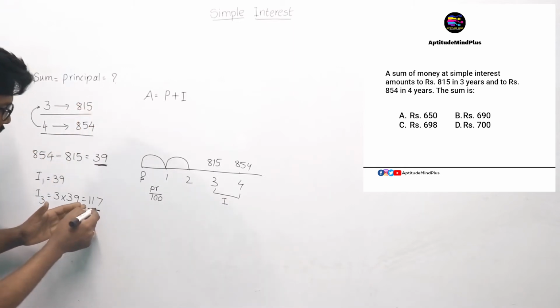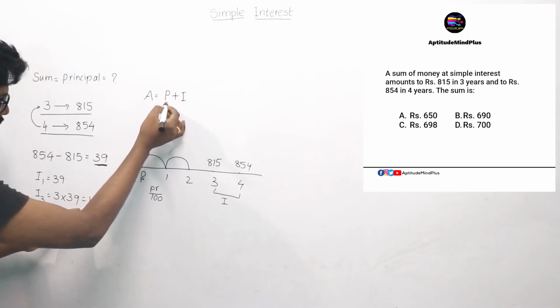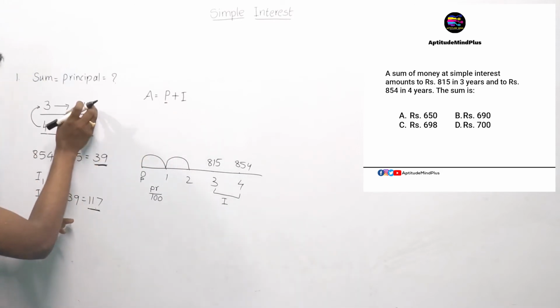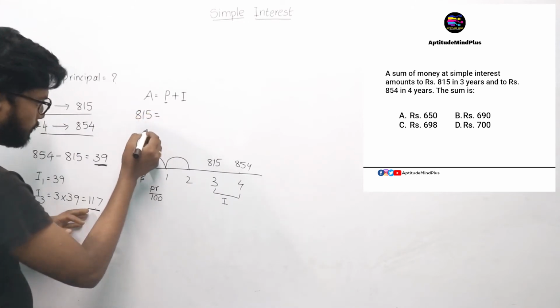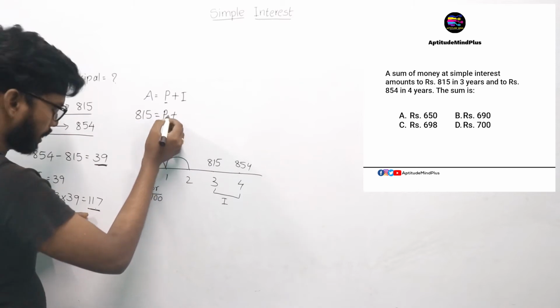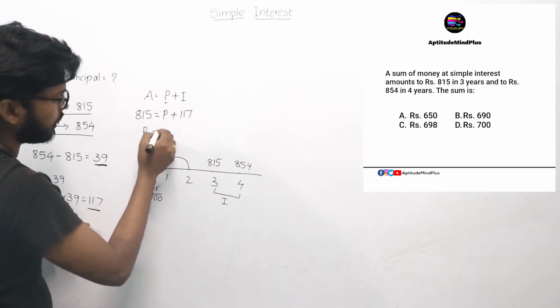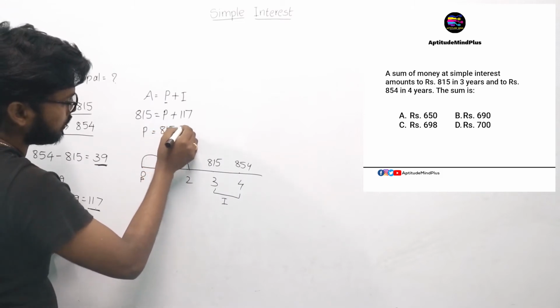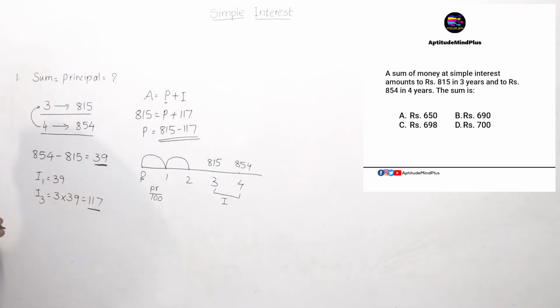So this is the interest for 3 years, and we also have to pay the principal amount, but the total was given as 815. So the principal amount we need to find out, and the interest is 117. So obviously 815 minus 117 will give you the sum or principal amount. I am not doing the calculations, so I'll leave it for you.